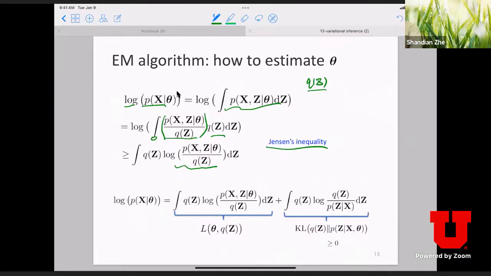And for any function, the logarithm of the expectation of some function is just no less than the expectation of the log of that function. This is called Jensen's inequality, and it is derived from the concave property of the log function.